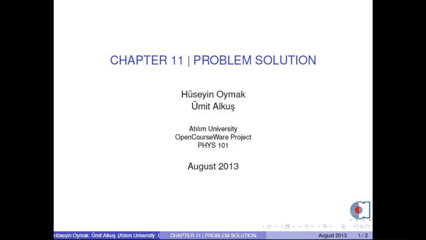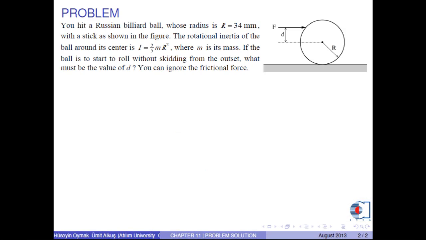In this video, we will solve one problem in Chapter 11. You hit a Russian billiard ball whose radius capital R is 34 mm with a stick as shown in the figure. The rotational inertia of the ball around its center is I equals 2 over 5 m r squared, where m is its mass. If the ball is to start rolling without skidding from the outset, what must be the value of d? You can ignore the frictional force.